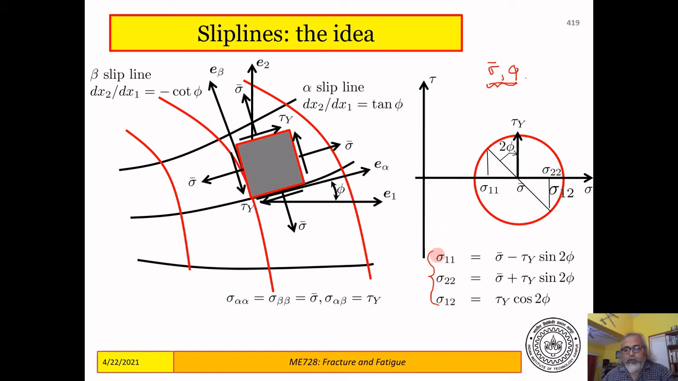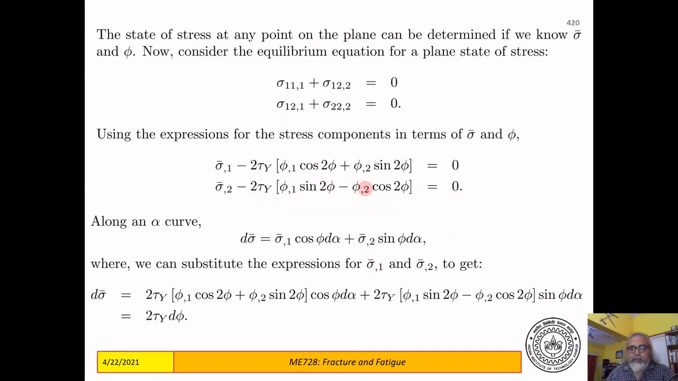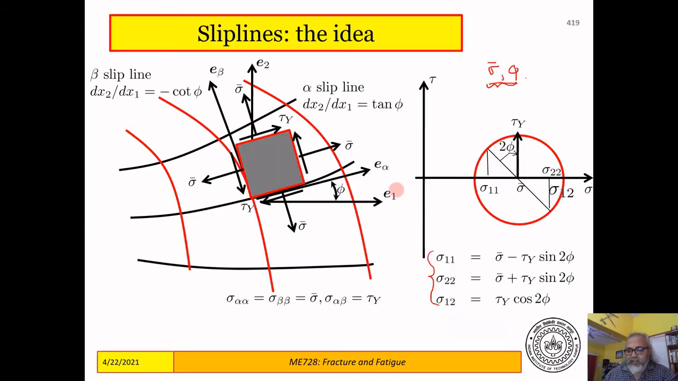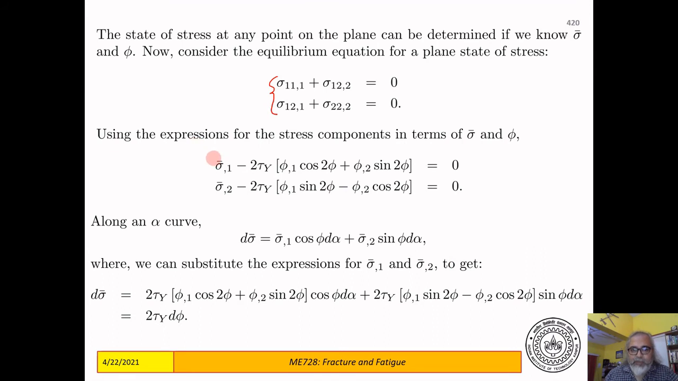So what we are going to do is write the equilibrium equations which have to be satisfied at each and every point, and then take these stress components and plug them into the equilibrium equations. In two dimensions, these are the equilibrium equations. And then I have taken these three expressions for the three stress components and plugged them into the equilibrium equations. The equilibrium equations are now in terms of sigma bar and phi. There are derivatives of phi and derivatives of sigma bar.